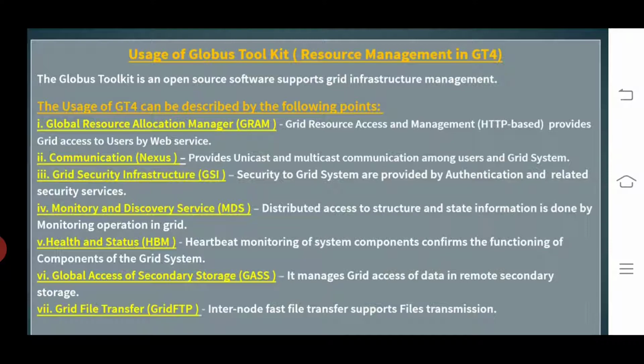And coming to the sixth one, Globus access of secondary storage, GASS. Global access of secondary storage means to manage the grid access of data. What we want to manage here is grid access of data in remote secondary storage. In remote secondary storage we can manage the grid accessing of data, information or facts.